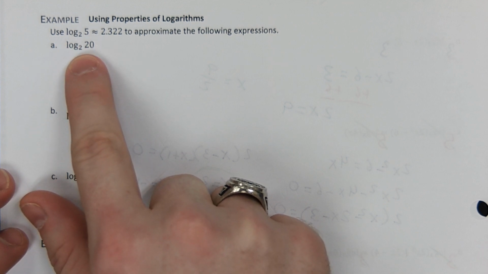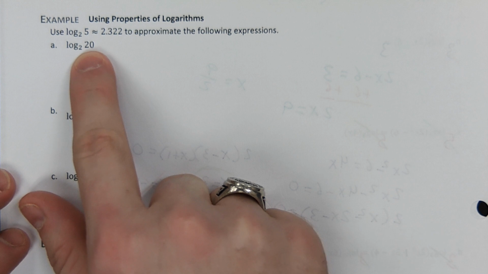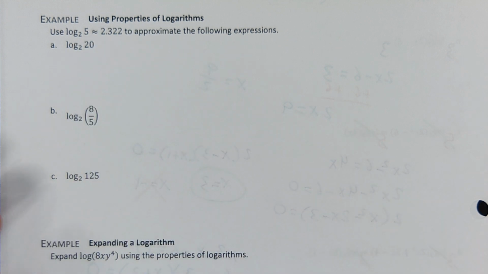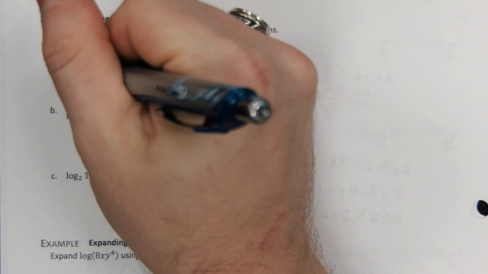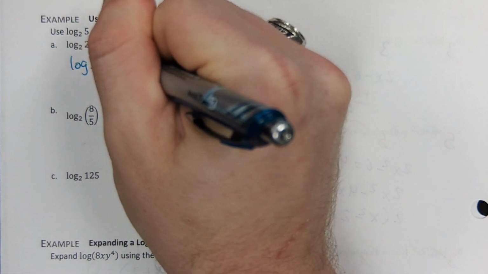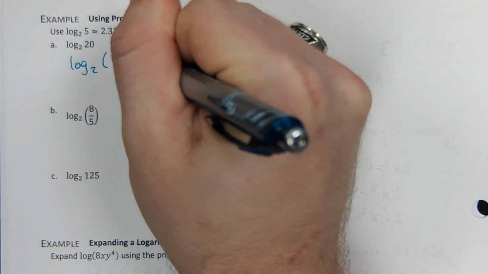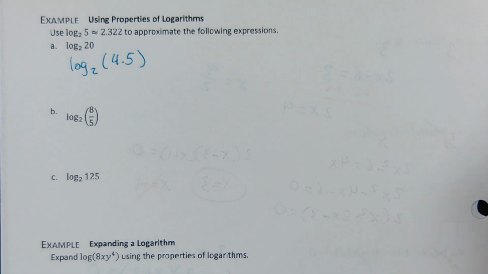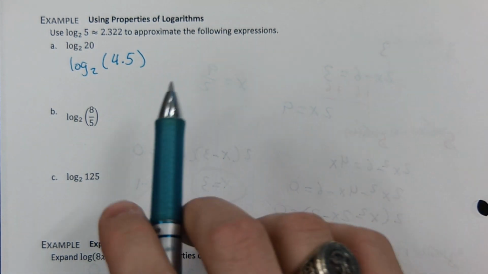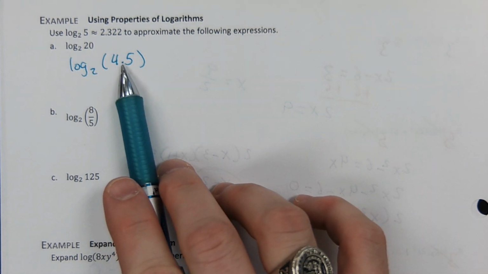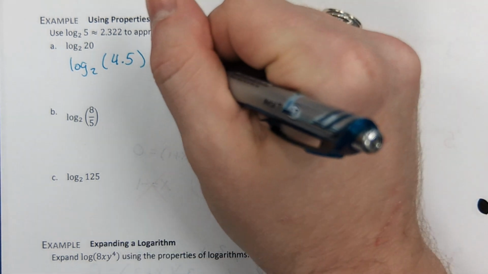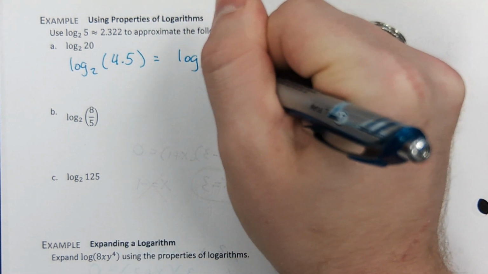So we can estimate the value of log base 2 of 20 using the estimated value of log base 2 of 5. But how, Mr. M? Very simple. 20 is 4 times 5. And a moment ago, we just saw that when you have multiplication in the argument of a logarithm, that can be split into the addition of 2 logarithms.